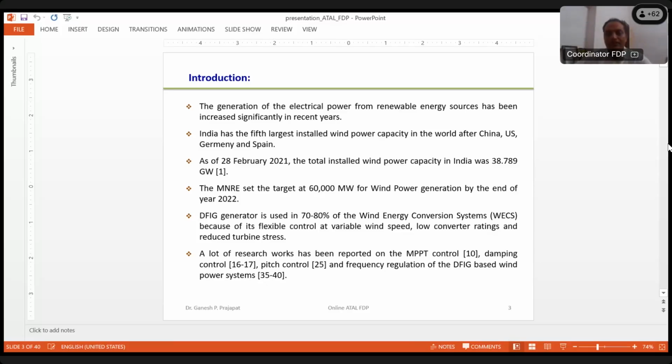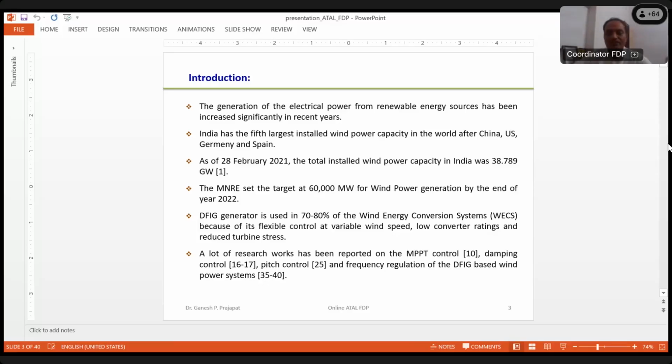The higher use of DFIG is because of its flexible control, variable wind speed operation, low converter rating, as well as reduced turbine stresses. Actually, when we use this DFIG, there is a mechanism with this kind of generator by which we can feed some voltage to the rotor of the generator so that it can be flexibly controlled. Since the change of wind speed is not in our hand, we don't have control over the flow of wind.